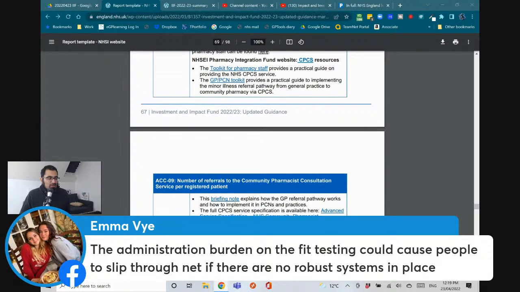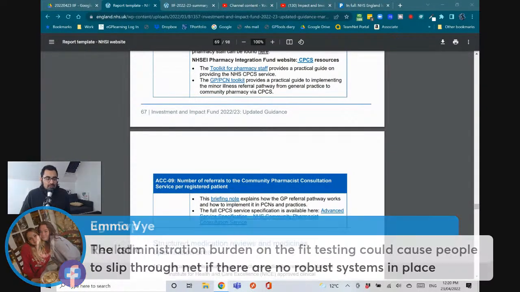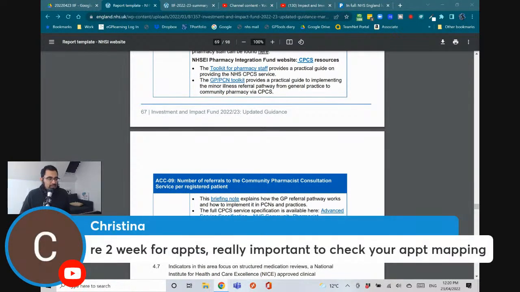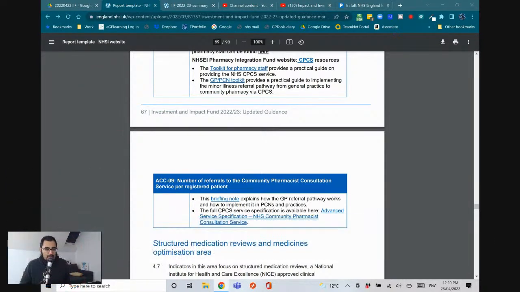The administration burden on the fit test could cause people to slip through the net if there's no robust systems in place. Absolutely agree with you. That's why you need robust systems in place. Thank you to Vibor, who's still with us, commenting on being realistic, and Christina: two-week wait for appointments. Really important to check your appointment mapping. Yep, absolutely agree with that. That's a weird one, I must admit.